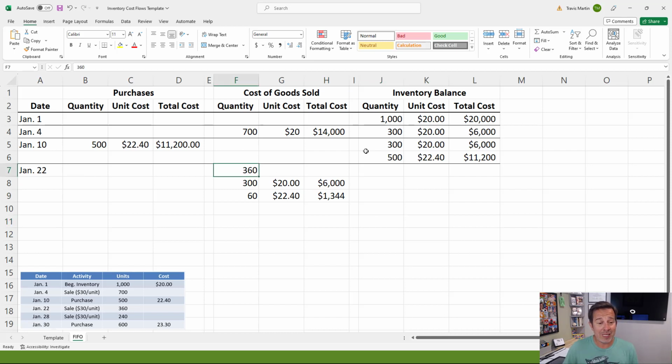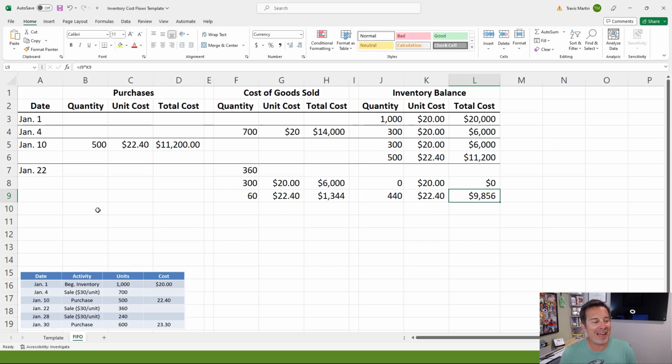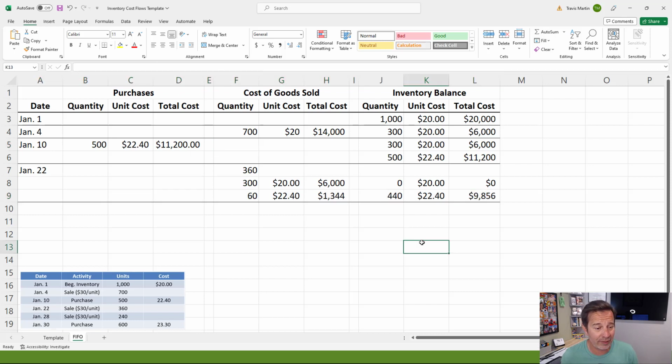I sold 360. That entire layer of 300 is now gone. So I have 0 at 20. 0 times anything is going to be 0. I took 60 out of that layer of 500. So now I have 440 at 22.40. Multiply that out. I now have $9,856 in ending inventory. You see the game we're playing?